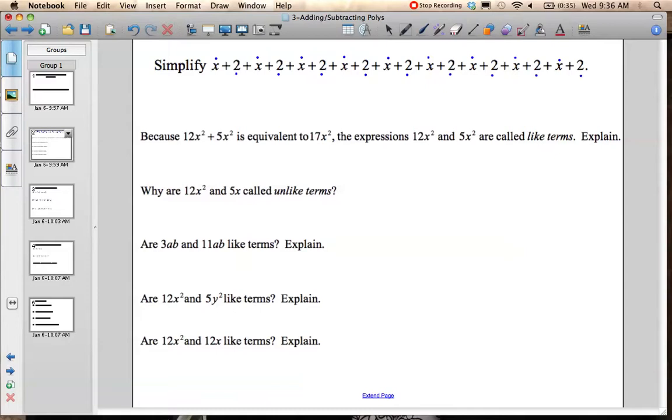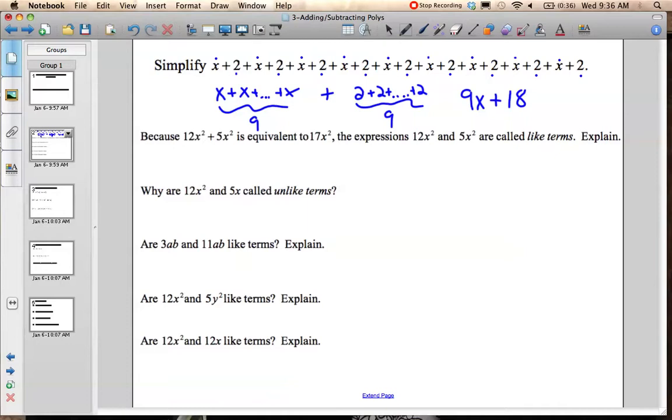So really we have x plus x plus x, and we have 9 of those. And then we have plus another 2 plus 2 plus 2. We got 9 of those. So it looks like we really have 9x and 9 2's make 18. So that's what our expression comes out to be.